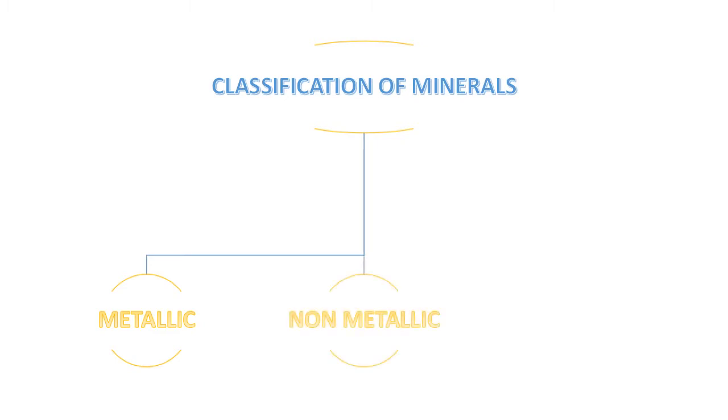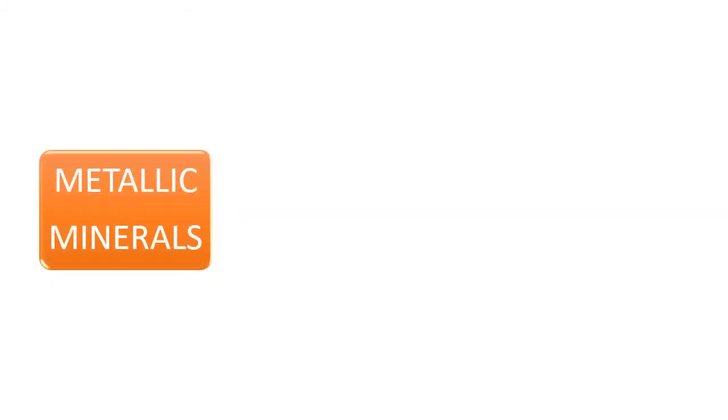We will start with the first topic of this chapter, that is the classification of minerals. The minerals are mainly classified into three types: metallic minerals, non-metallic minerals and the energy sources, means the minerals used to gain energy. We will see this classification in detail, starting with the metallic minerals.